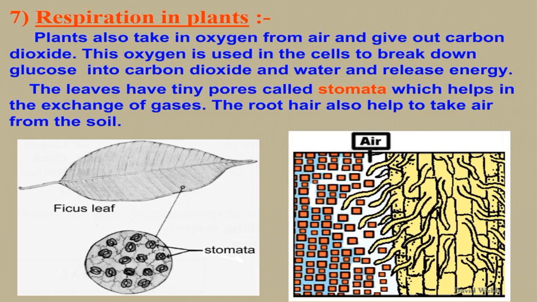Each stomata has a pore at its center which is surrounded and controlled by two kidney-shaped cells called guard cells. When the stomata open, that means the stoma opens, the exchange of gases occurs between the atmosphere and the leaves by the process of diffusion.